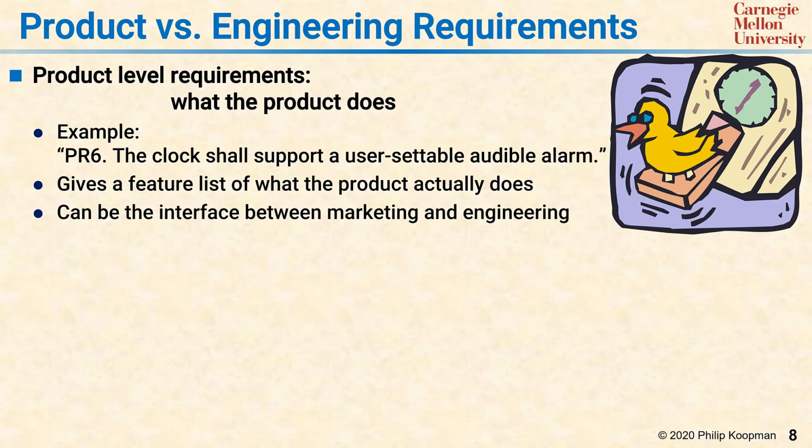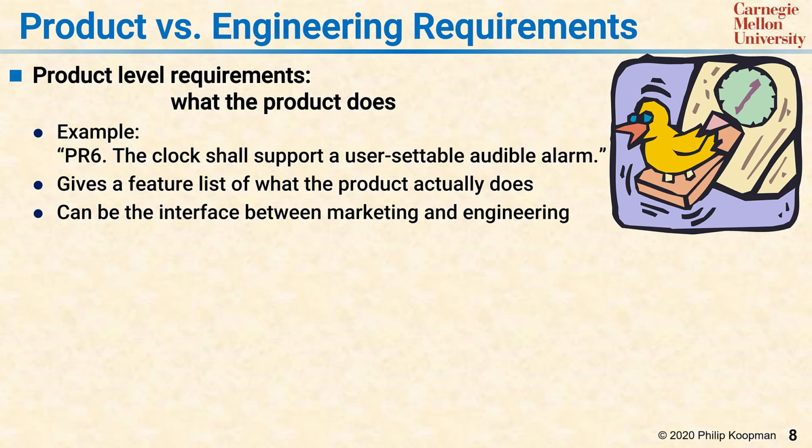The product level requirements talk about what the product does, typically from the way a user sees the system. As an example, PR6, product requirement number 6. The clock shall support a user-settable audible alarm. That does not tell you what the alarm sounds like. It's not even clear what user-settable means. But from a product definition point of view, it means that there has to be an alarm and the user has to be able to say what time the alarm should activate.